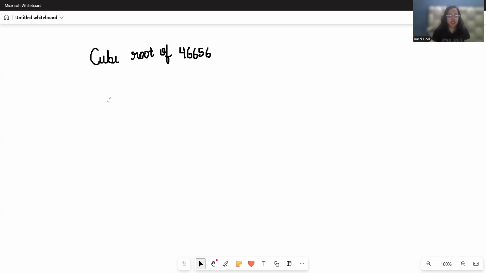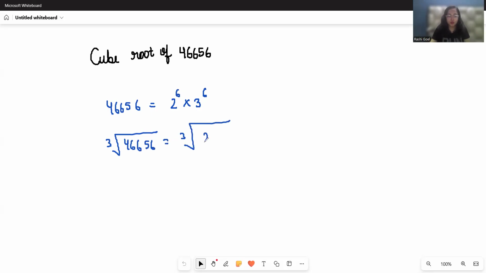So 46656. When we do prime factorization in terms of exponents, we get 2 power 6 times 3 power 6. Now, the cube root of 46656 is the cube root of 2 power 6 times 3 power 6. Now, we can write it as 2 power 6 by 3 times 3 power 6 by 3, which is equal to 2 power 2 times 3 power 2.